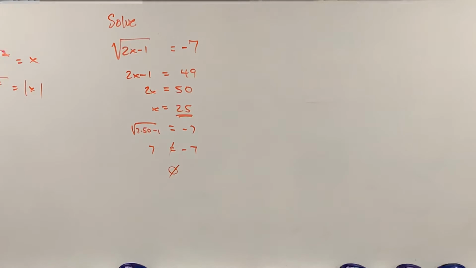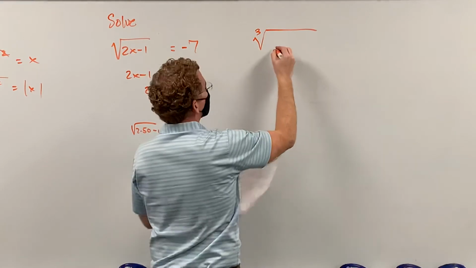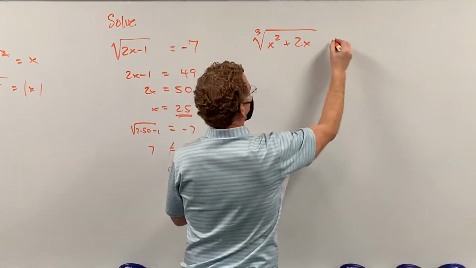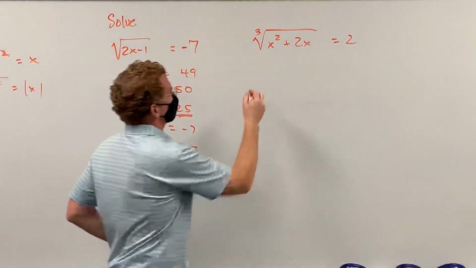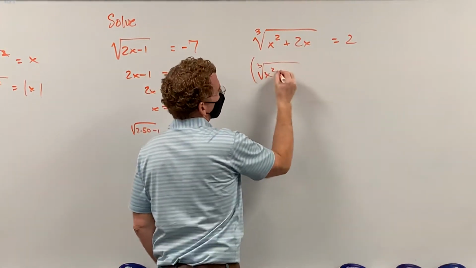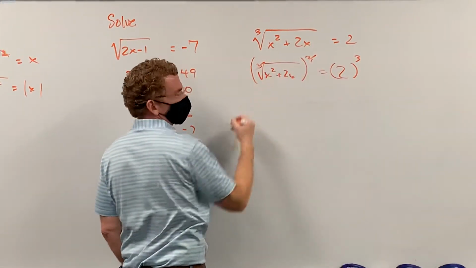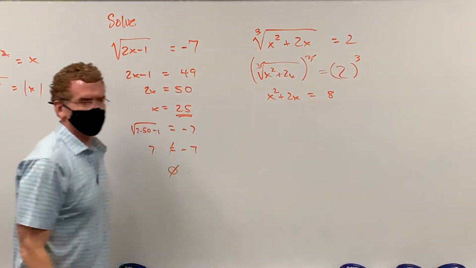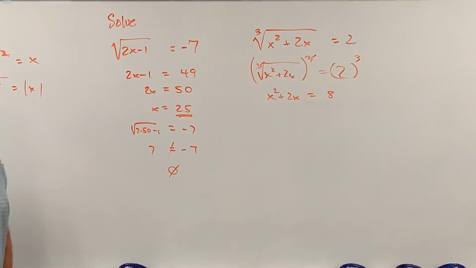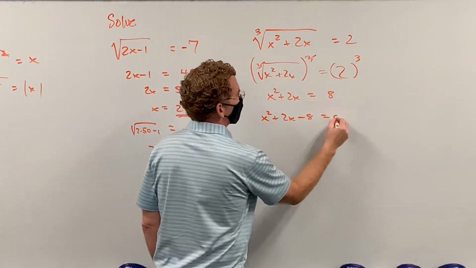All right, what about this? Cube roots. Any ideas? Cube both sides. So if I cube that and cube that, a cube and a cube root cancel, and I get 8. And then what do you do to solve? That's right, you gotta have it equal to 0 before you start factoring it, right? So you subtract the 8, and then should it factor nicely?